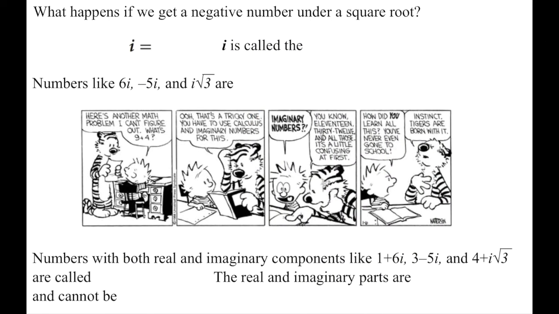So what happens if we get a negative number under a square root? We've not really encountered that, but we're going to start seeing that in our work. So we have what's called the imaginary unit i. i is defined as the square root of negative 1. And so you'll see things like 6i, negative 5i, i times the square root of 3. You could have real numbers, you could have irrational numbers with i.